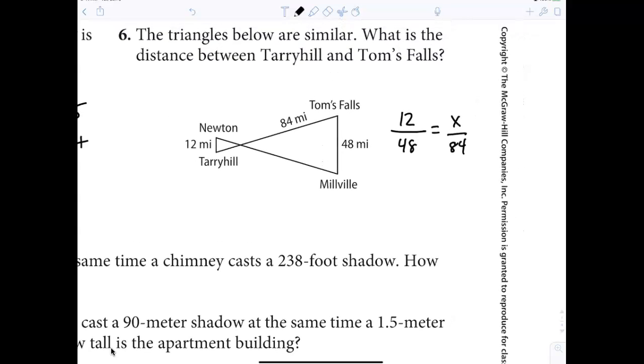Perfect. All right, now remember the distance between T and T. So we're looking for Tarryhill and Tom's Falls. Is that right? So does X equal 21 miles? Yeah. But what's the final answer, though? Yep, you had 84 and 21. 105 miles. That's the correct answer. Very good work.